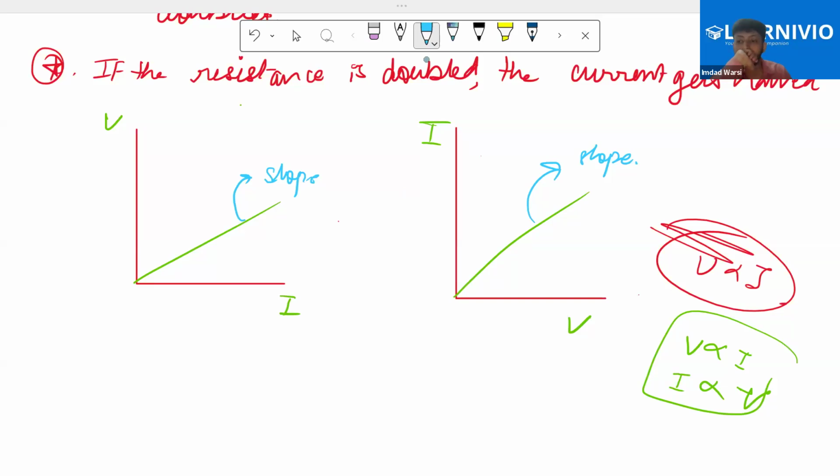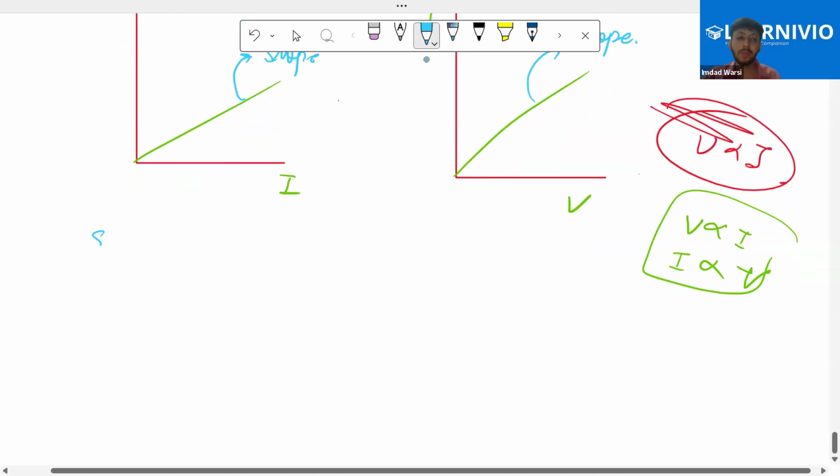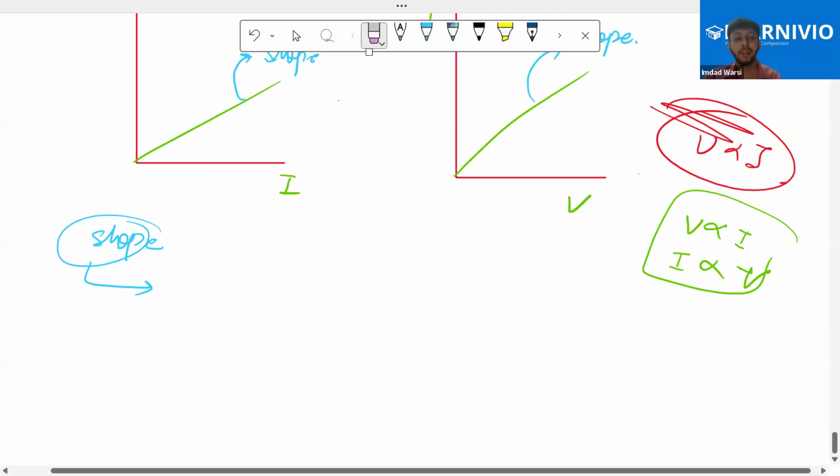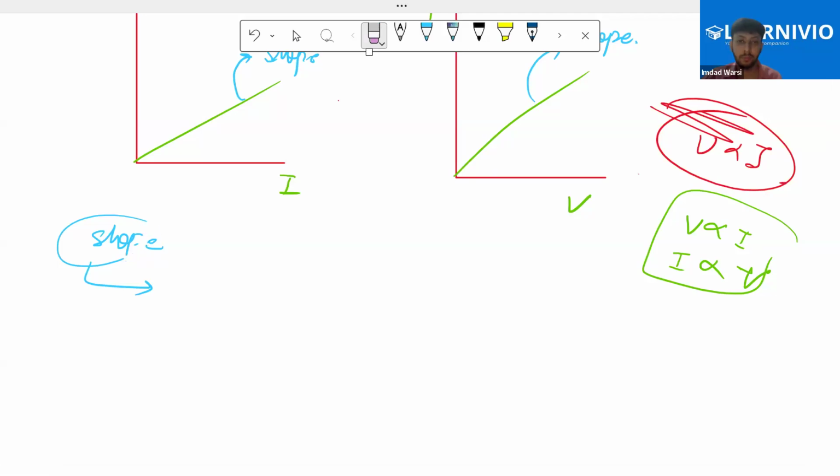Done? Tell me when we're done. Okay. Since both are proportional to each other, their graph is a straight line, but the slope will be different. Do you know what the slope of a graph is? I'm asking what is slope in a graph? The slope means the ratio of y-axis upon x-axis. That is the slope, right?